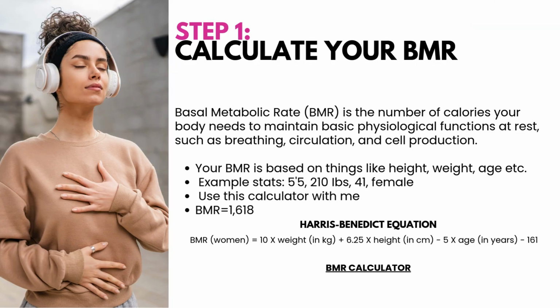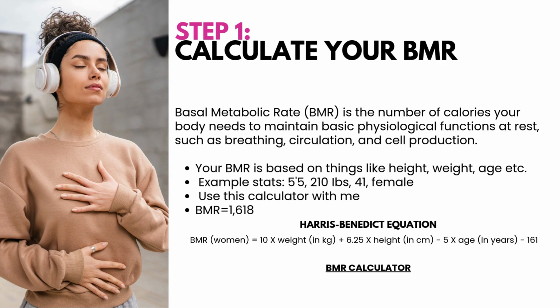The first step is to calculate your BMR, also known as your basal metabolic rate. This is the number of calories your body needs to maintain basic physiological functions at rest, such as breathing, circulation, and cell production. Think of it as the fuel your body burns even while lounging on the couch. Your BMR is based on things like your height, weight, age, and gender. For example, we're going to use the stats of a woman who's 5'5", 210 pounds, and 41 years of age.